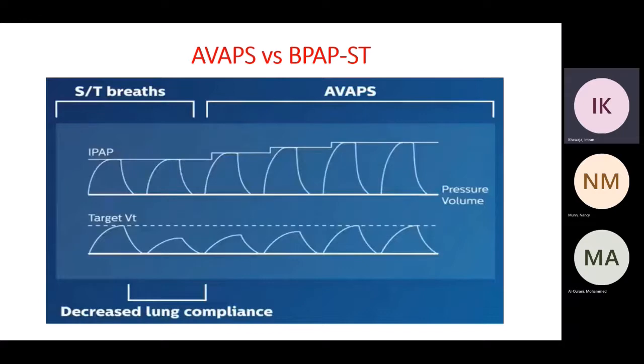So the advantage that AVAPS has, which BiPAP-ST doesn't, is that even if there's some change in your lung mechanics or there's a mask leak, the machine can adjust. If you see the pressure, it's ramping up, so over a course of several minutes it can achieve the target tidal volume. But in clinical trials, as I told you before, that hasn't actually translated into a significant, meaningful difference thus far.